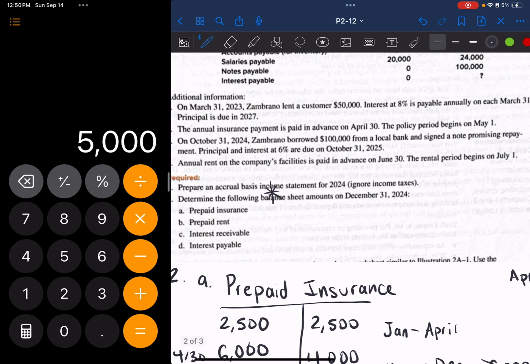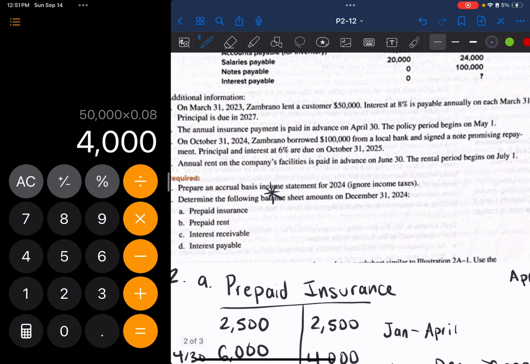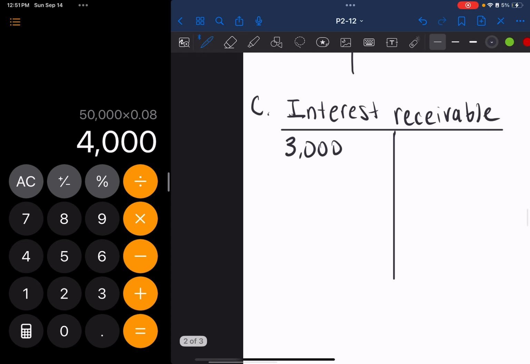We're told that they lent the customer $50,000, and interest is payable annually on March 31st. So basically the amount of interest revenue they're going to incur for the whole year is going to be January through December, but they also get the payment March 31st. So you can split this into 2 entries, or you could just do 50,000 times 8%, and that gives you total interest revenue for the year. I like to break it up just to think about the way the cash is flowing too.